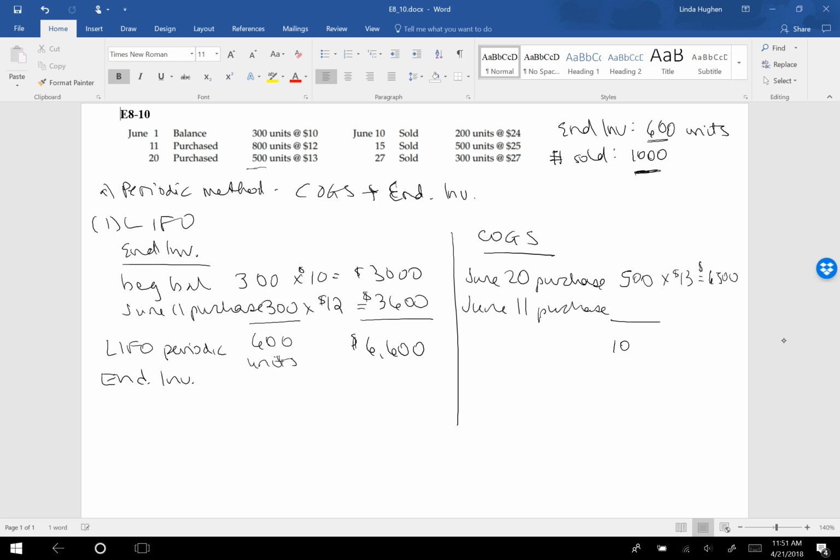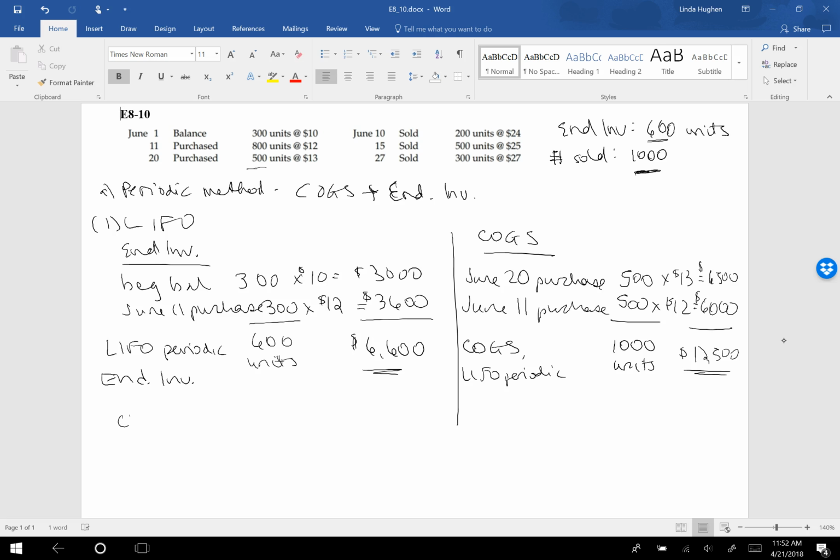Well, we're trying to get to 1,000 units sold, so we are going to account for 500 units out of that June 11th purchase. And those units each cost $12 for a total cost of $6,000 in this inventory layer. And I have my total cost of goods sold under the LIFO periodic method as 12,500.